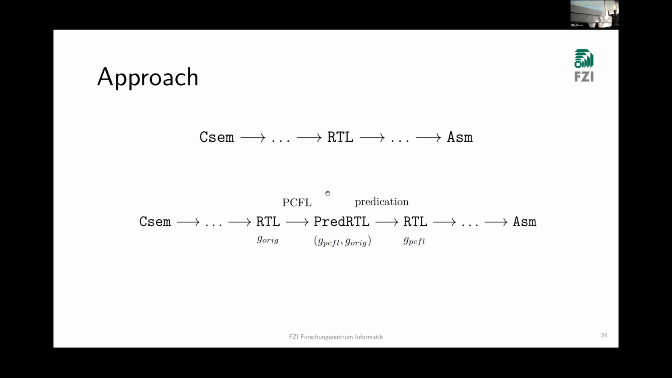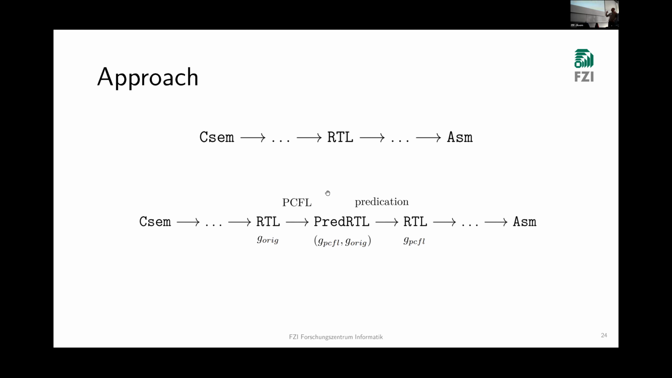For this, we introduce a new intermediate language, which is called pred-RTL. Here you see the graphs of these intermediate languages. We begin with the original graph, G_orig, and we end with our transformed graph, G_PCFL. The specialty of the intermediate representation we introduced is that it has both graphs simultaneously. And I'm going to show you how this works now.